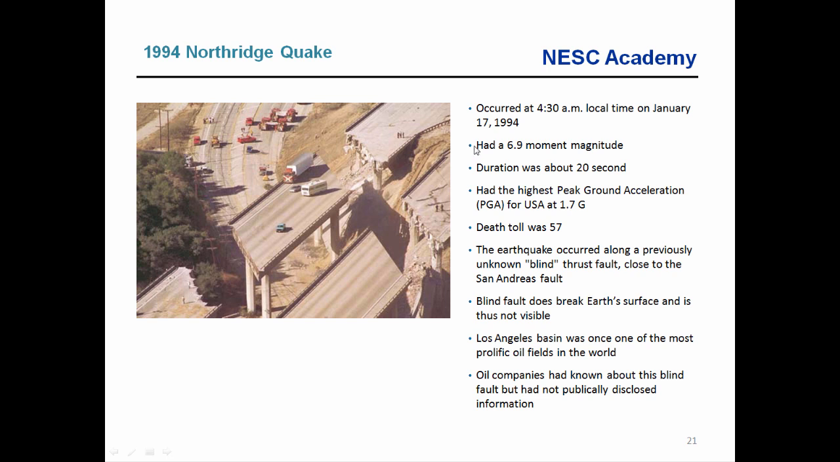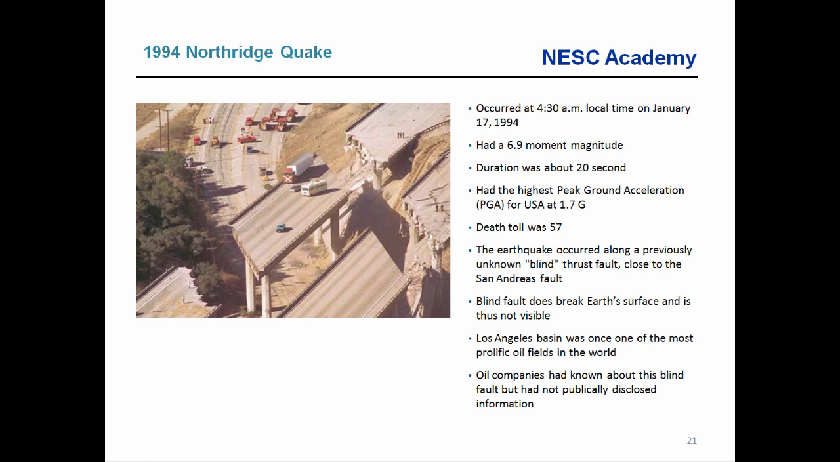And the moment magnitude was 6.9. The duration was about 20 seconds. And this earthquake is also notable because it had the highest peak ground acceleration for the U.S. at 1.7 g. The death toll was 57 people.